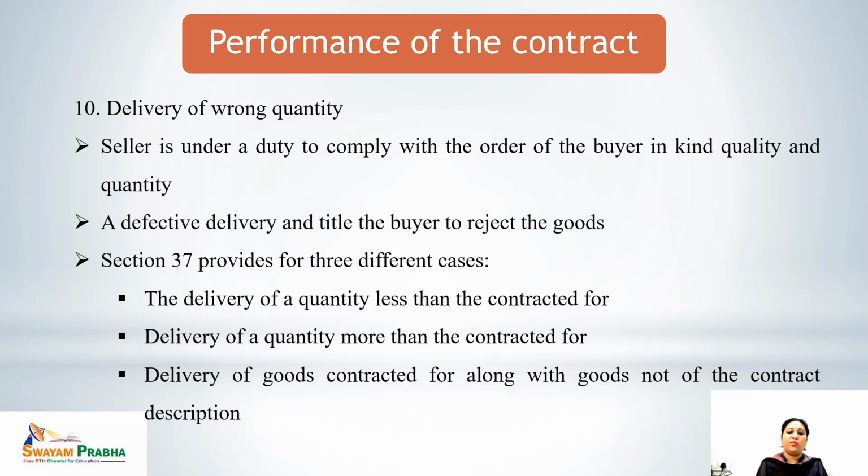Delivery of a quantity more than the contracted for. Any quantity more than the 100 units in our example would be considered even as the delivery of the wrong quantity. Delivery of goods contracted for along with goods not of the contract description means if the goods don't match with the description, it would be even called a delivery of wrong quantity and quality.